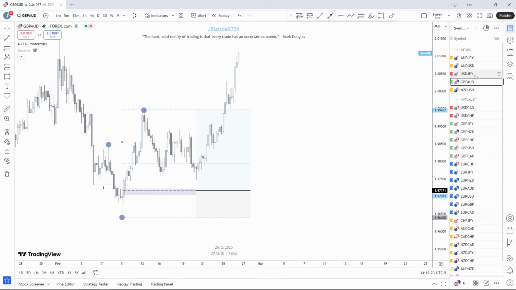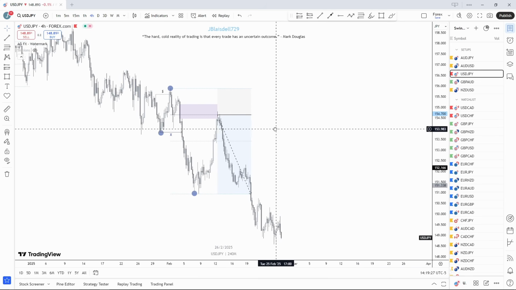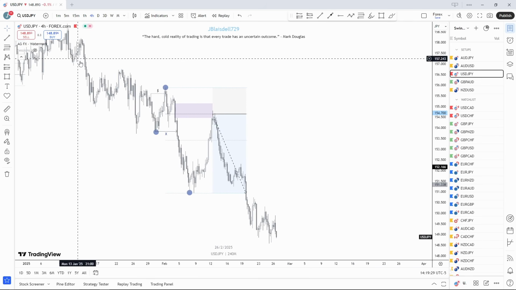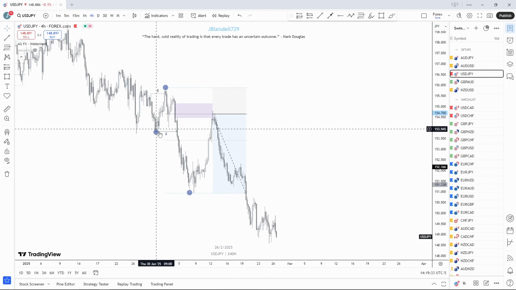And then last but not least, we will look at USDJPY. Very, very similar to all of these. This one was pro trend. We can see that we are bearish overall. We sweep liquidity here and then we break structure downward.